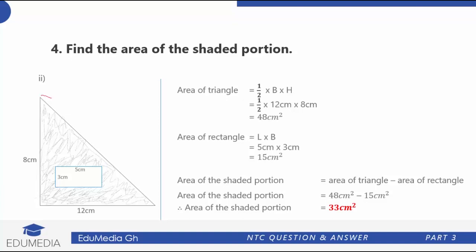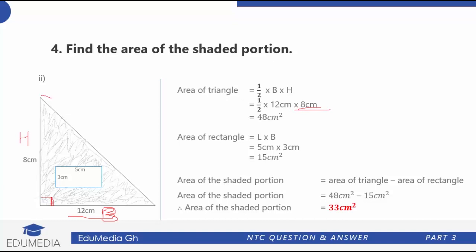To locate our base here, we said we should look for the angle 90. The angle 90 is here, so this means that this is our base, and this is our height. The height is 8 centimeters and the base is 12 centimeters. So the area of the triangle is half times 12 centimeters times 8 centimeters, and when we put this into the calculator, we get 48 centimeters squared. That is the area of this triangle.